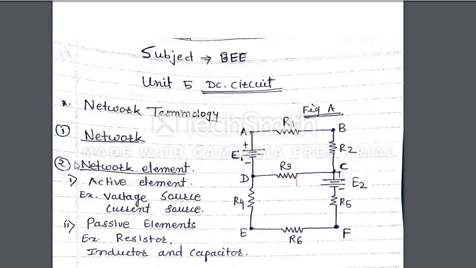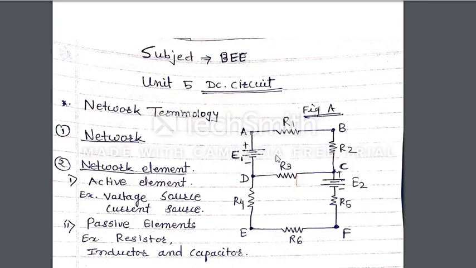First we see what is meant by network. Network means any arrangement of the various electrical energy sources along with the different circuit elements. Any arrangement of the various electrical energy sources along with the different circuit elements is called the electrical network. Next is the network element.